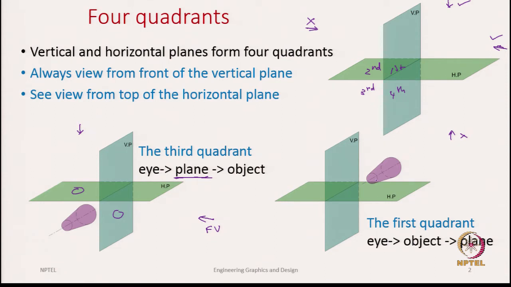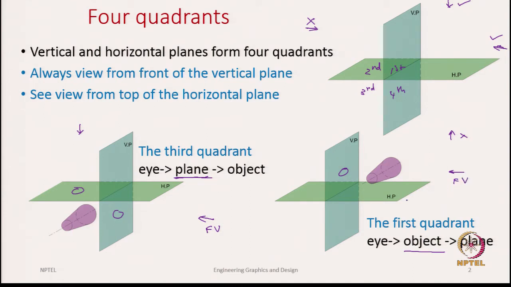The other possibility is if you place the object in the first quadrant. If you want to capture the front view, the first rule says you should be looking from the front of the vertical plane. If you are looking from the front, what is in the middle? What we see in the middle is the object. So the object is in the middle of the observer and the projection plane. Where do we capture the front view? We capture the front view somewhere here. So this is for the front view.